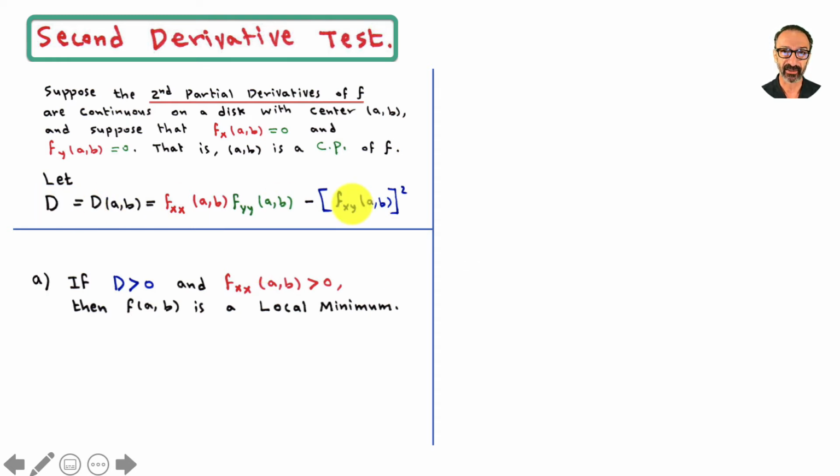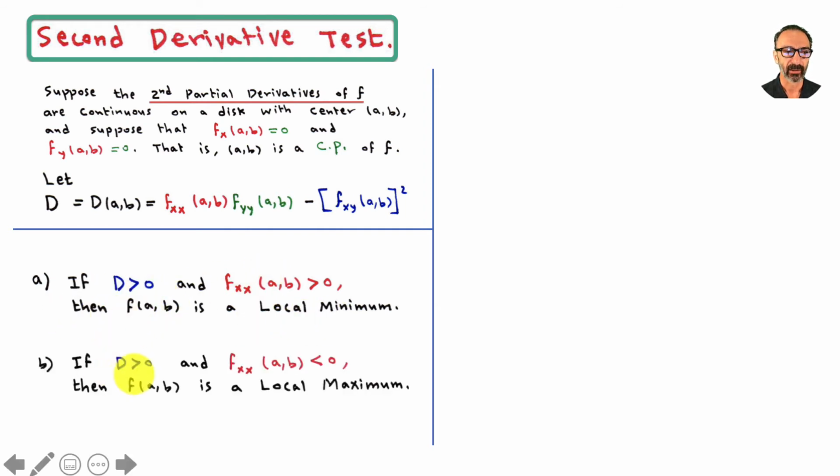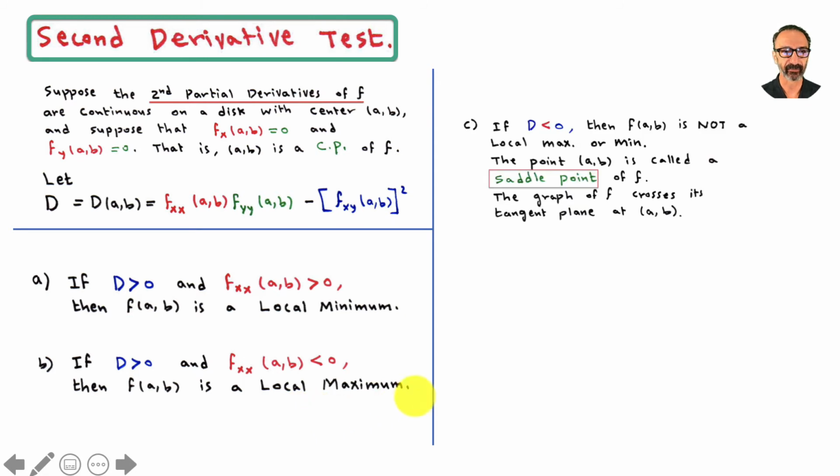If D at that point is positive and the double derivative of f with respect to x at that location AB is also positive, we have a local minimum. Case 2. If D is positive at AB and fxx, let me call it this way, it's faster, is negative, we have a local max at AB. If D is negative, now you don't have to go further than that. If D is negative, we have a saddle point.